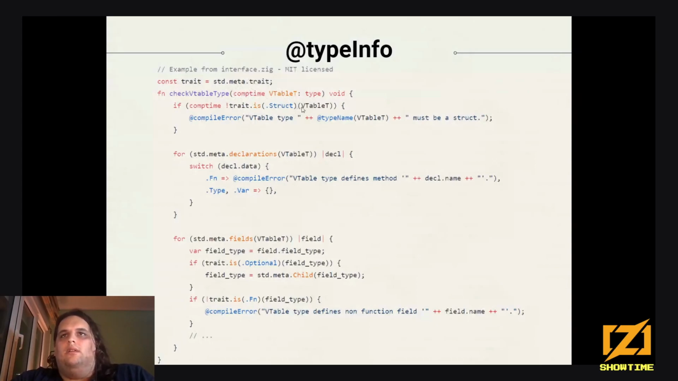We are checking if the type passed in is a struct with this very simple line. And we are iterating over the declarations and checking some stuff. And the same thing for the fields. These functions work with any container type, not just structures, but also unions, and I think enums for some of the functions where it makes sense. You can see that we are very simply unpacking an optional type if the type is indeed optional. And this is very clear and very nice.